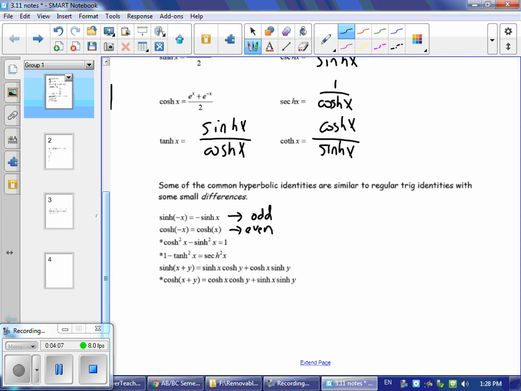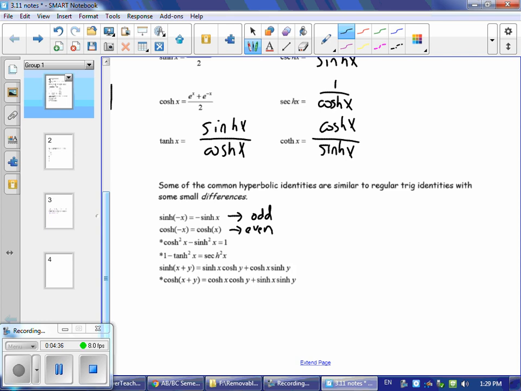One of the changes is that you've got cosh squared minus sinh squared equals 1. Normally the Pythagorean identity is cosine squared plus sine squared equals 1. Well, this is a subtraction. There's a star next to that one because it's one of the differences. The Pythagorean identity is close, but it's not exactly the same in hyperbolics. 1 minus tanh squared equals sech squared. Again, slightly different than the regular one.